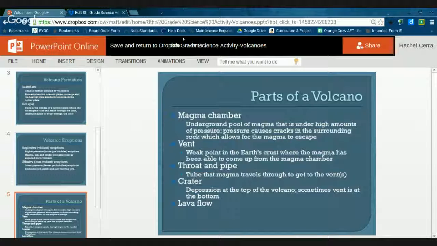And then you've got your lava flow coming down the side. It's kind of self-explanatory, which is why I didn't put anything there. It's just the lava running down the side.